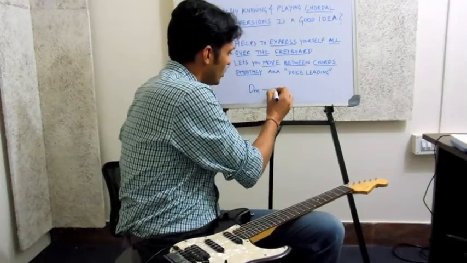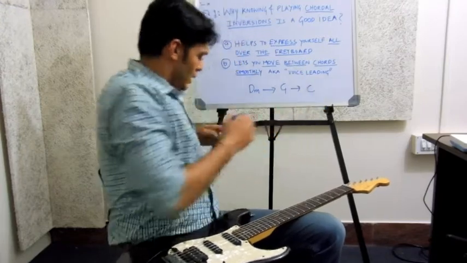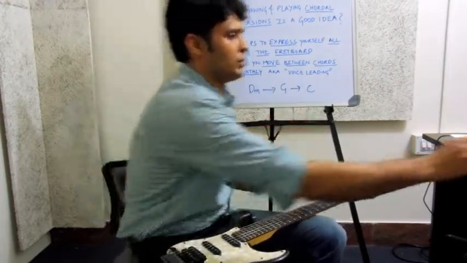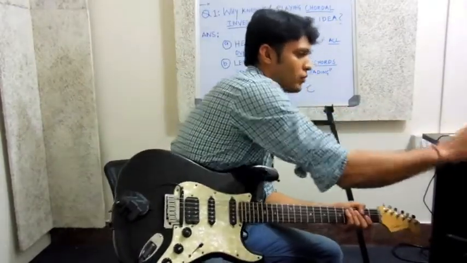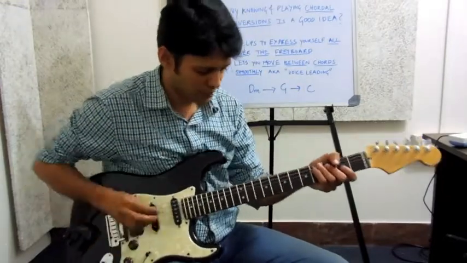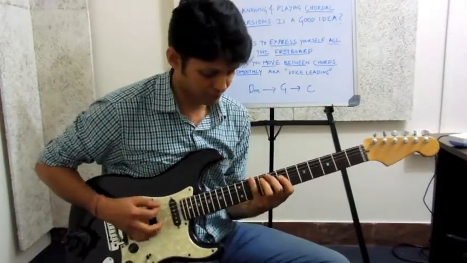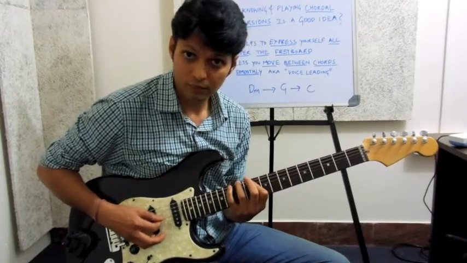I'll move from chord D minor to G to C. And then I'll play it in the kind of way that I've been playing. And I want you to make note of certain things. Of course, I'm going to be touching upon that soon after I play it. So let's hear it first. D minor, G major, okay, C.